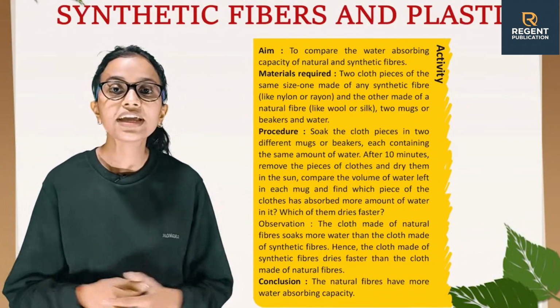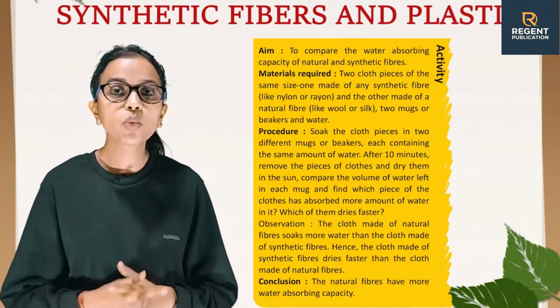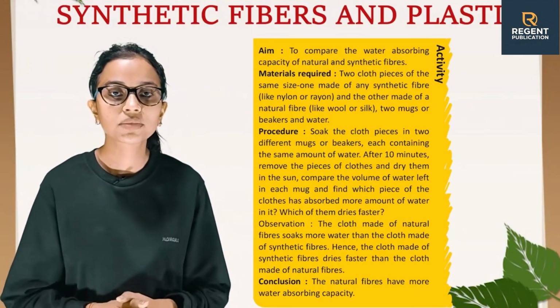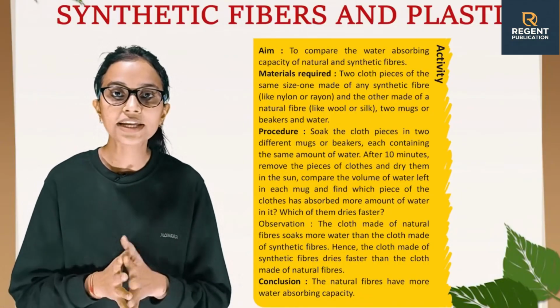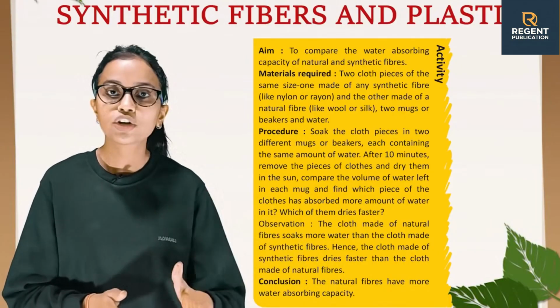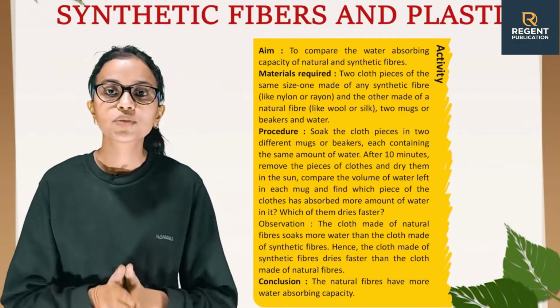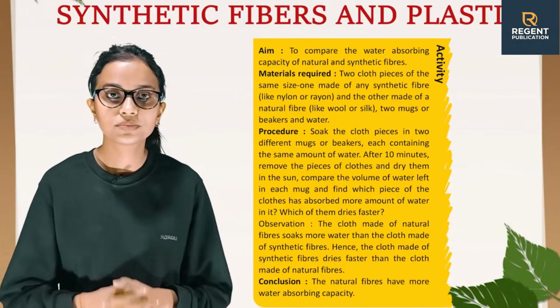Now there is another activity, and the aim of this activity is to compare the water absorbing capacity of natural and synthetic fibers. The material required is 2 cloth pieces of the same size, one made up of any synthetic fiber like nylon or rayon and the other one made of a natural fiber like wool or silk, 2 mugs or beakers and water.